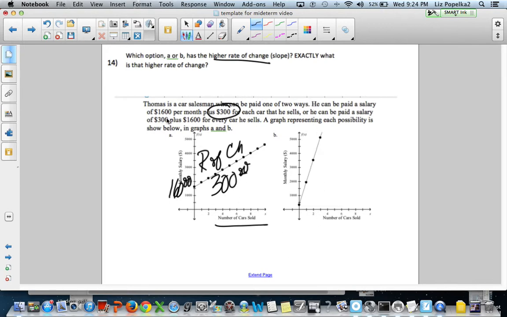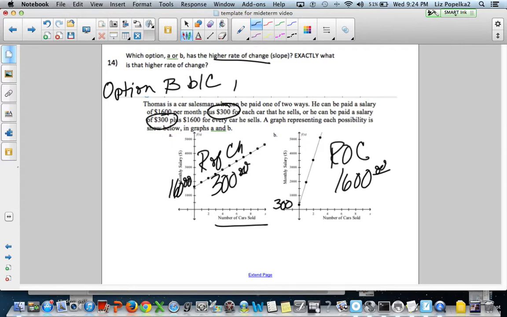In the second situation, he starts off with $300. And then he gets paid $1,600 for every car that he sells. So his rate of change for this one is $1,600, because for every car that he sells, he gets another $1,600. So which one has a higher rate of change? That would be option B, because it's $1,600. So basically in option A, your initial amount was $1,600, but your rate of change went up more slowly. Here, your initial amount was only $300, but it goes up more quickly.